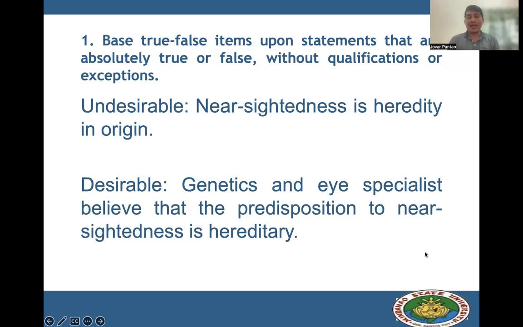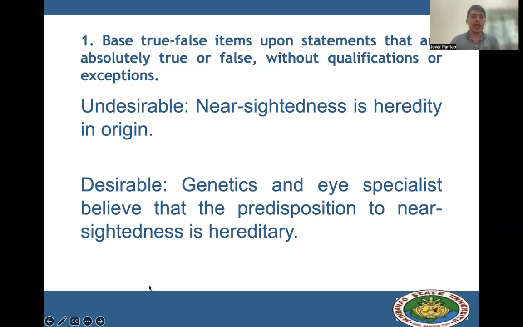after checking the test. So for example, there's a question about nearsightedness, and the first statement, which is labeled as undesirable, is telling that nearsightedness is hereditary in origin. But take note that there are some factors that might facilitate or enable nearsightedness of individuals or human beings. So if we want to make this absolutely true, we can probably improve the test item by stating it this way: genetics and eye specialists believe that the predisposition to nearsightedness is hereditary.